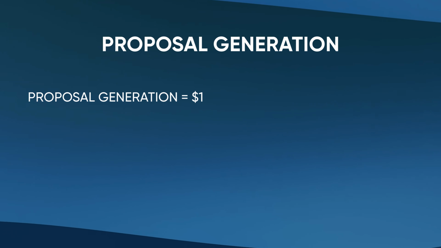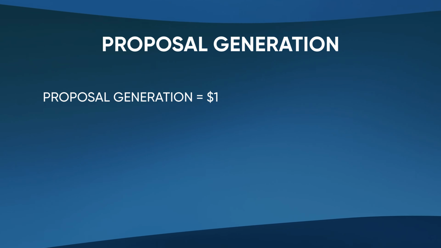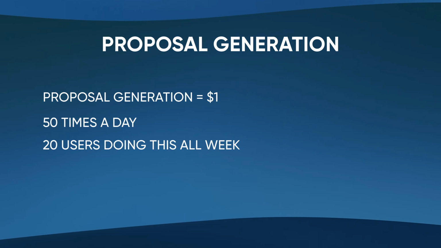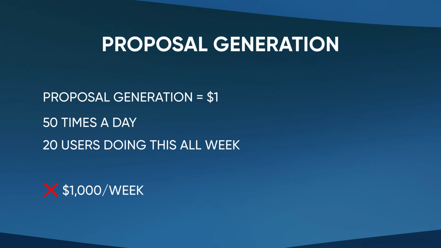Step number 5, investment. Let's talk money, because we are running a business here, not a charity. Your developers can tell you how many LLM tokens each action burns. You need to calculate this before you commit. Say generating a proposal costs you $1 per request. One user does it 50 times a day and you've got 20 users doing this all week. That's $1,000 a week on one feature.